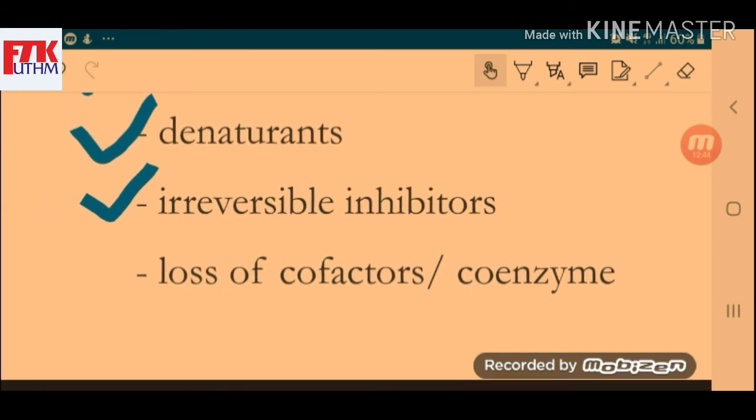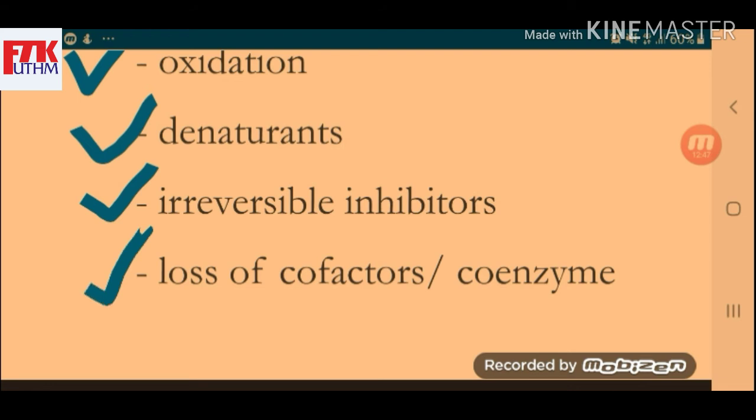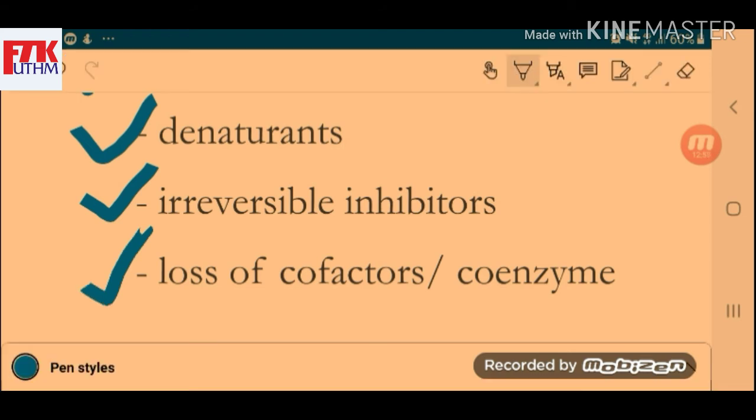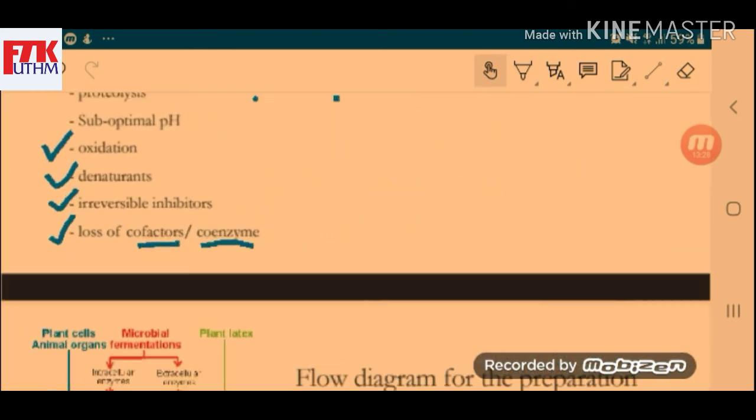Okay, the last one will be your cofactors or coenzyme. So as you know, cofactors are non-protein compounds that help the enzyme to perform its catalytic activity. Okay, so one example of cofactors is NADH. So if you have a loss of cofactors from the enzyme solution, then it will affect the enzyme activity and thereby inactivate it.